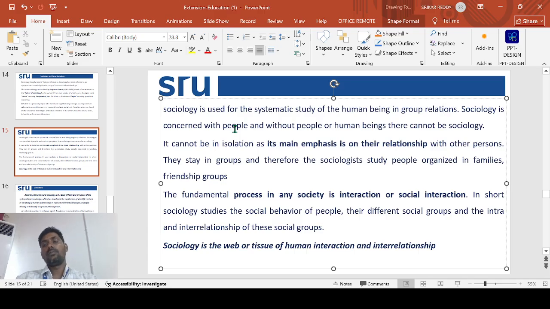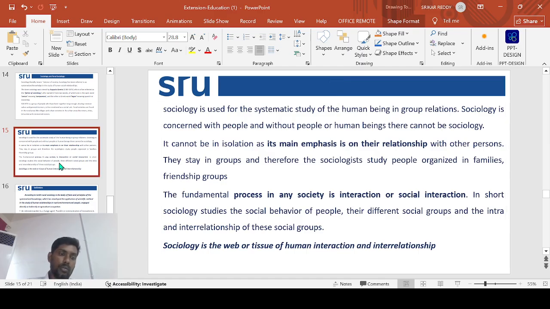So sociology needs people and human beings, and their interrelationships, intercommunications or interactions can be captured and studied. That particular thing can be called sociology. So without people, sociology cannot exist. Its main emphasis is on the relationship between humans, and the relationship between groups. Their interrelationship will be mainly emphasized in sociology. That is about sociology.